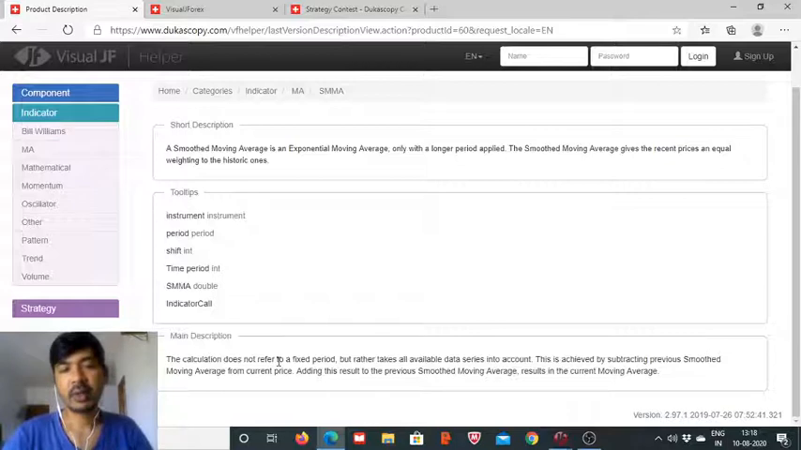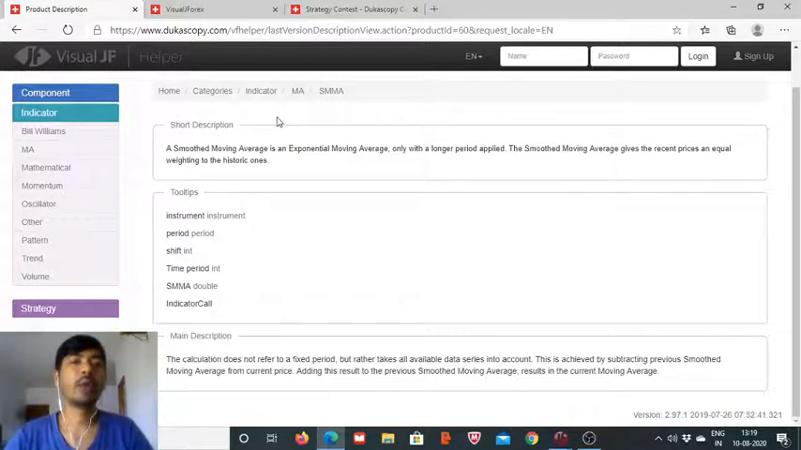The calculation does not refer to a fixed period, but it takes all the available data series into account. That means that if we are looking at the calculation of SMMA for the last 10 periods, then it will take all individual values into account while doing the calculation for the time period which we are referring to, and to achieve that it will subtract the previous moving average from the current price, and then it will add this result to the previous moving average result, and it will result in the current SMMA.